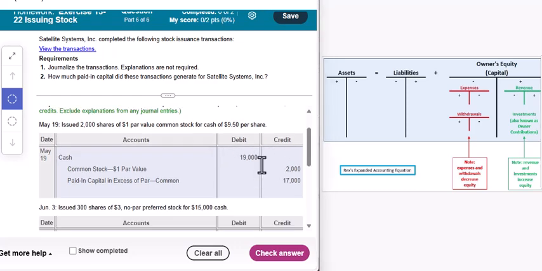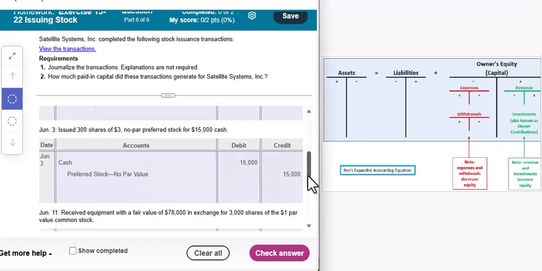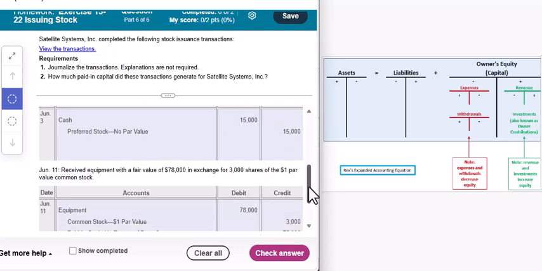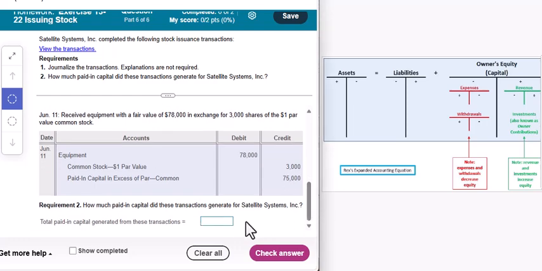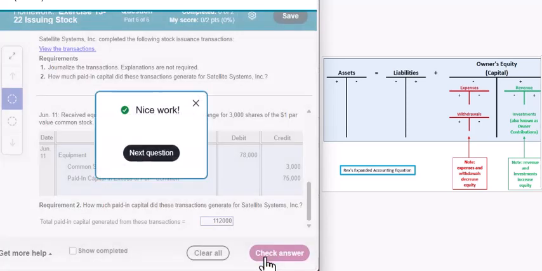We've got cash of 19,000 here that we're going to add to the 15,000 here. And then lastly, the 78,000. For this problem, since debits equal credits, you can add the right side. I'm just doing the left side here because it makes it a little bit faster. And that total is going to be 112,000. So we can check our answer. Nice.